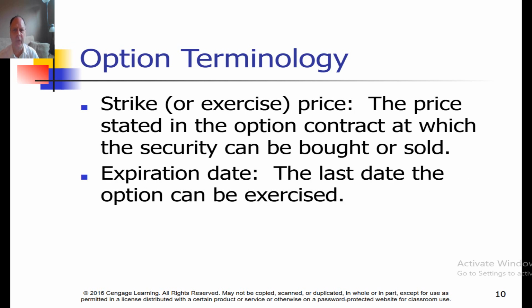The strike or exercise price is the price stated in the option contract at which the security can be either bought or sold. The expiration date is the last date the option can be exercised. And again, these are sort of like insurance products. You will pay more for an option that expires in a year than one that expires in 6 months, just like you will pay more for 1-year car insurance than 6 months car insurance.